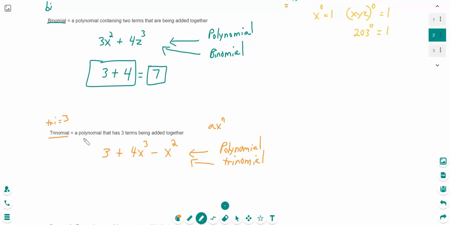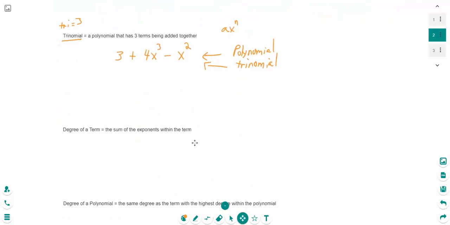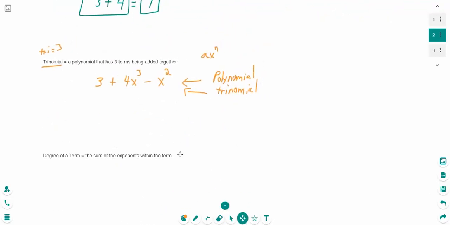Okay? It's as simple as that. And that's why I said this class is really all about definitions. So write that one down in your class notebook, and we'll move on. Next we're going to talk about the degree of a term.